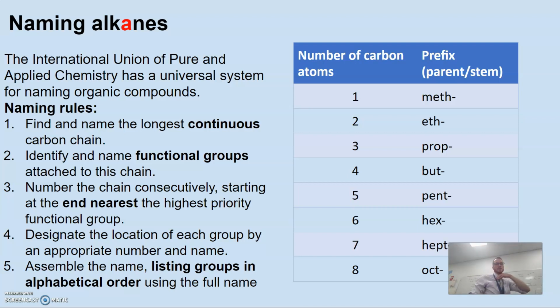We designate the location of each group by the appropriate number and name. So but-1-ene would be but, with a double bond coming off the first carbon, for example. List groups in alphabetical order. So if I have both a methyl group and a chloro coming off the carbon, the chloro would be listed first, followed by the methyl. I'm not going to be as picky about whether you list it in alphabetical order. That's just standard notation. The picky bit is that you designate its location correctly.